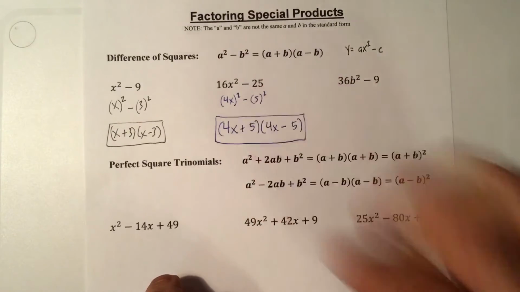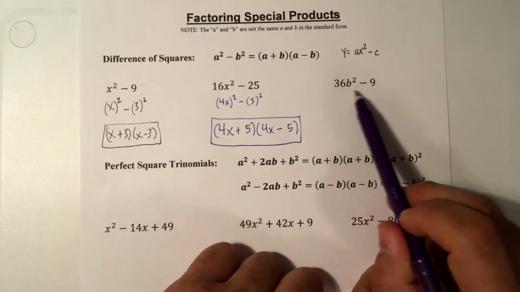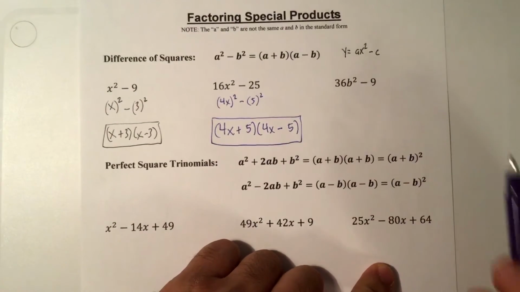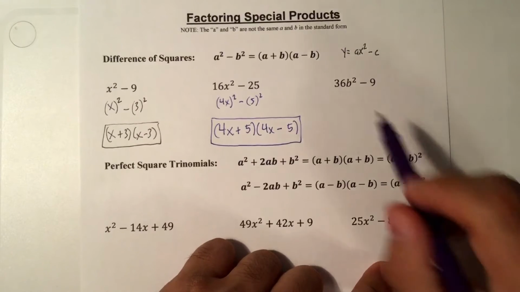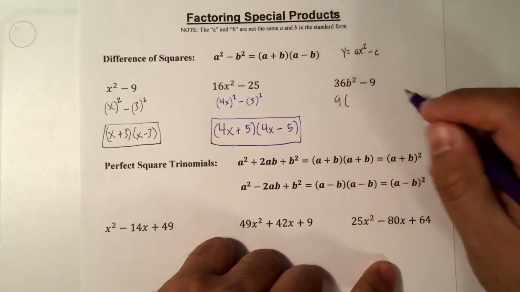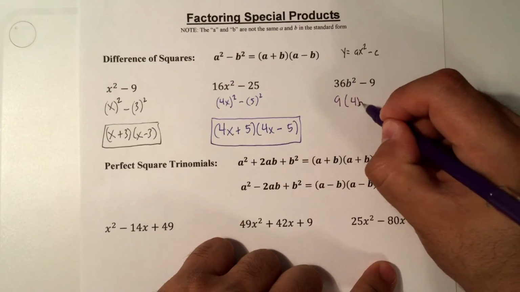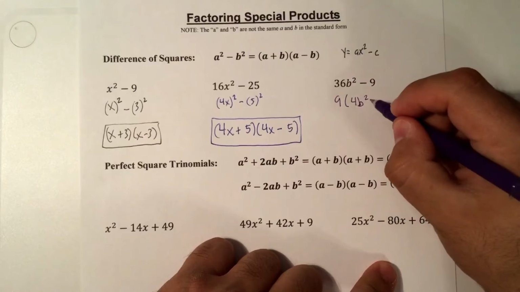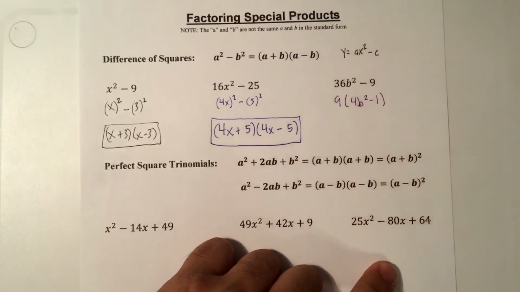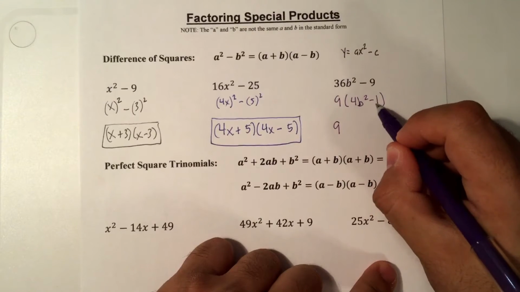All right, let's take a look at this last one. So for the last one here, is it in standard form? Yes. Is there a greatest common factor? Actually, there is. 36 and 9 are both divisible by 9. So 9 times 4b squared is 36b squared, and 9 times negative 1 is negative 9.